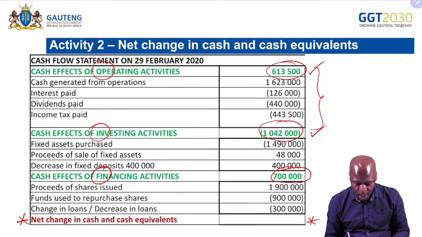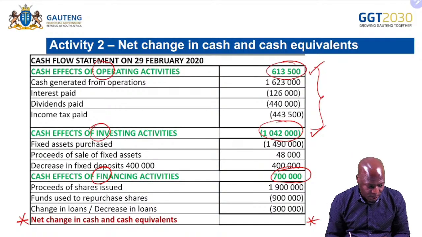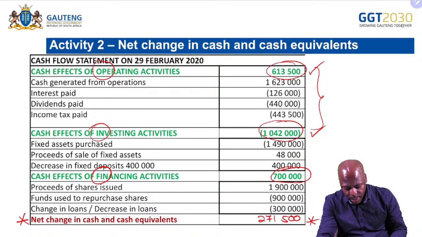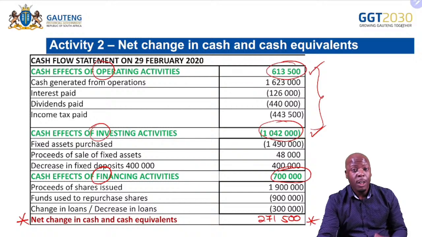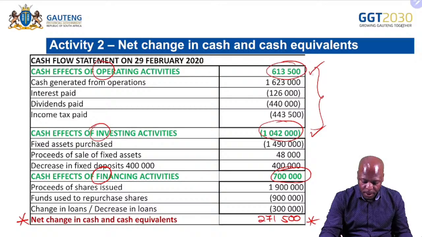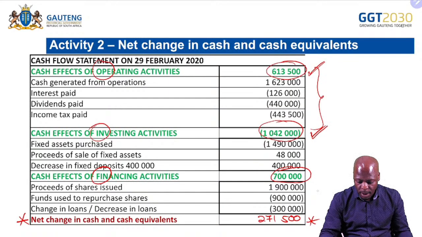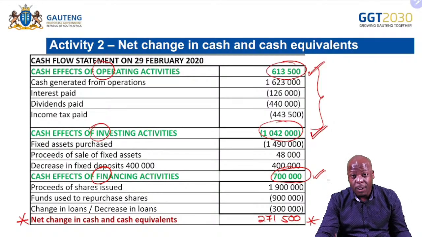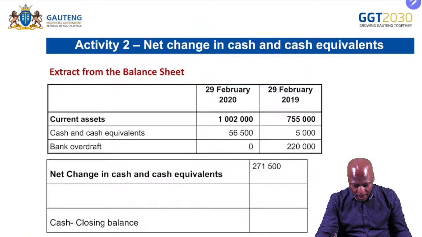Plus 700,000. Your calculator should then give you an amount of 271,500. You will get this right from your calculator: 613,500 minus 1,042,000, okay? And then you say plus 700,000. You get 271,500. Okay, let's quickly see.